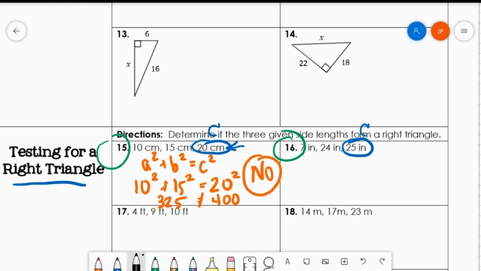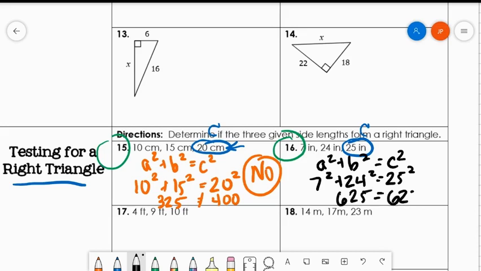Let's take a look at number 16 now. I'm going to do the same thing: a squared plus b squared equals c squared. The longest side has to be c, so just make sure that you're doing that. Then I'll plug this other stuff in. When I do all that out, I'm going to get 625 equals 625, which is true. That is a true statement. So I say yes, that can form a right triangle.